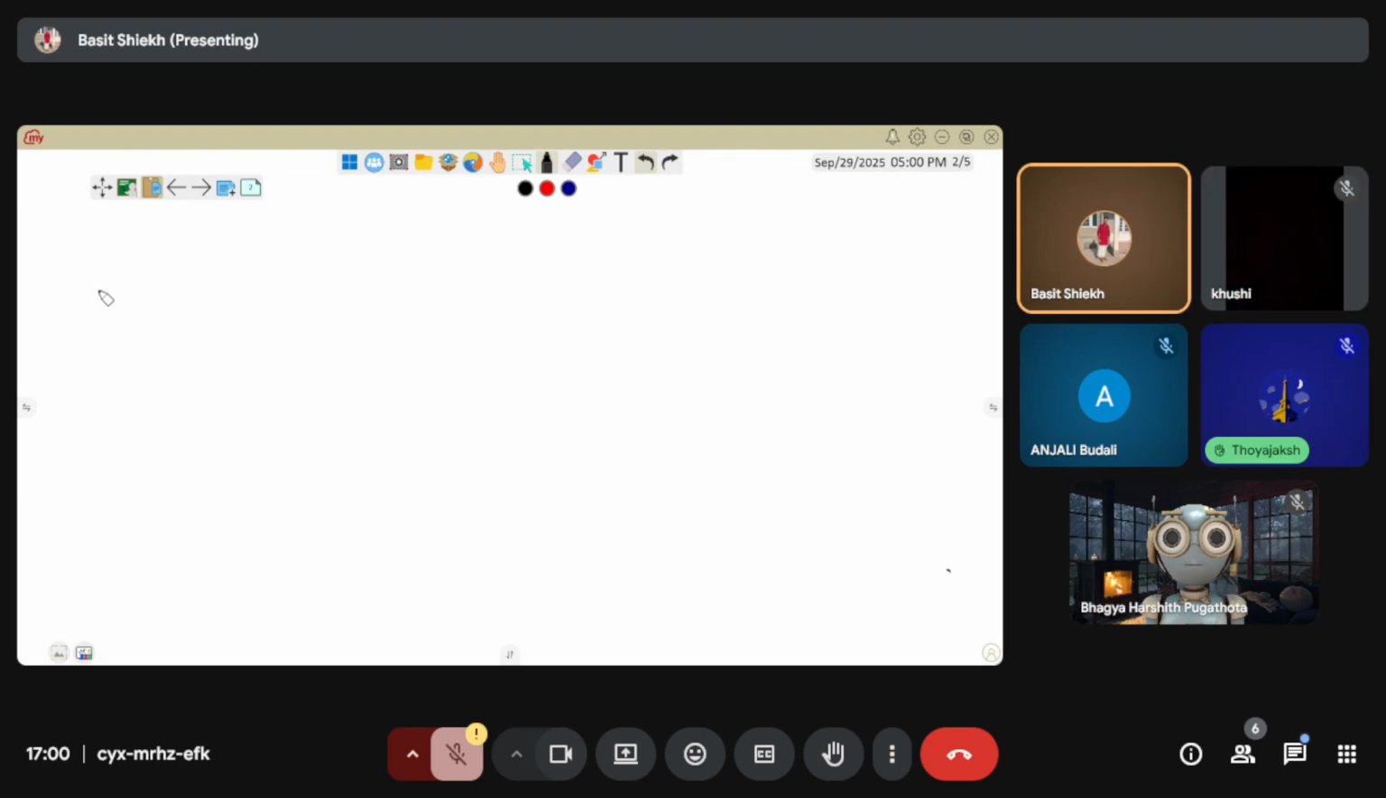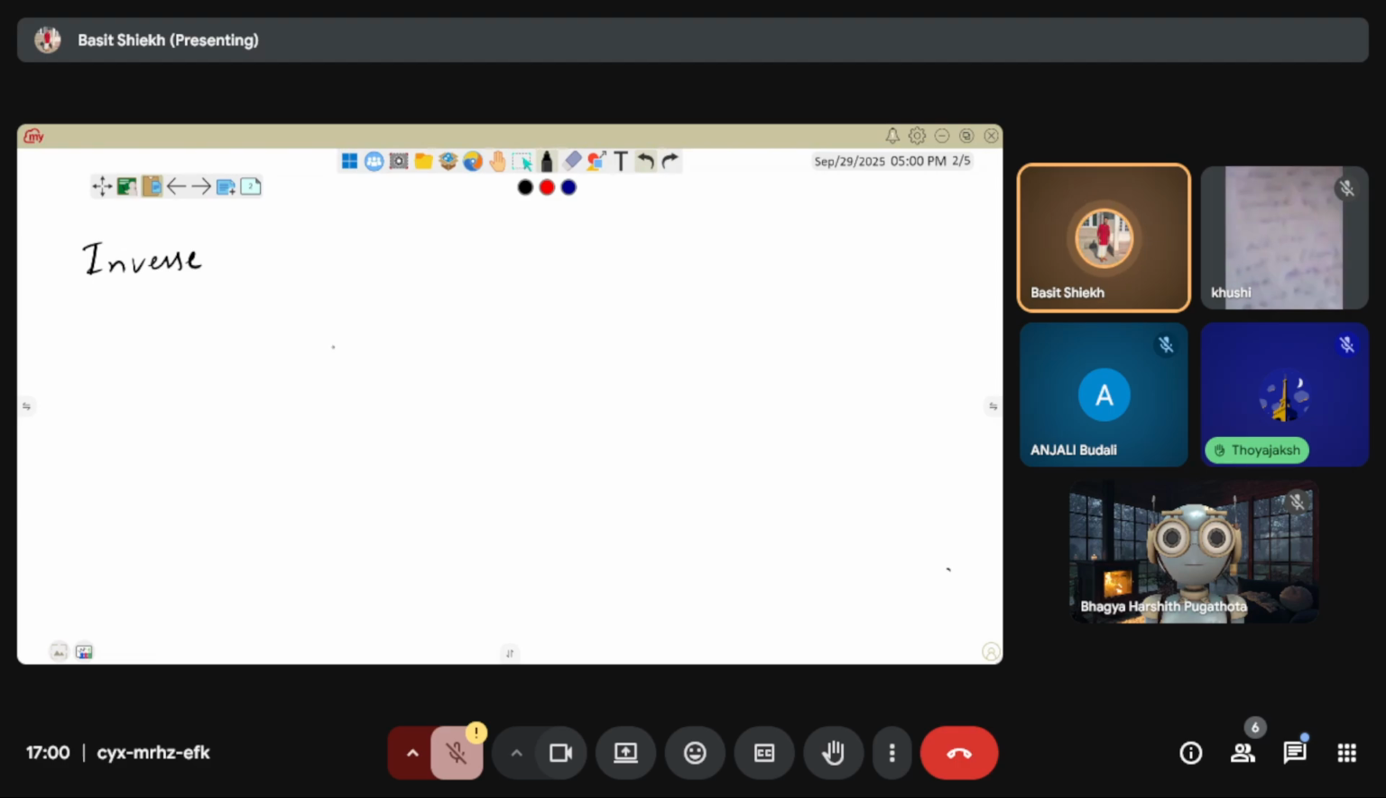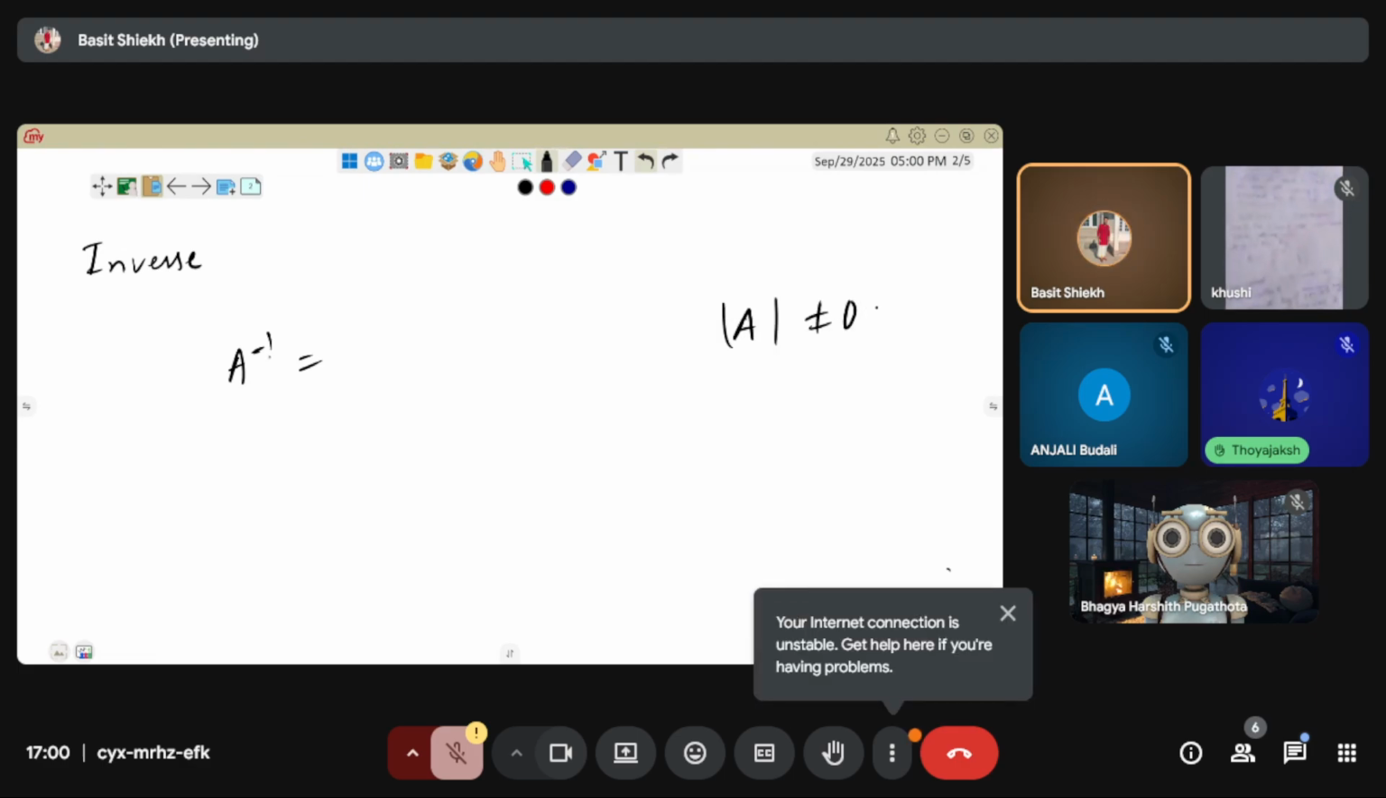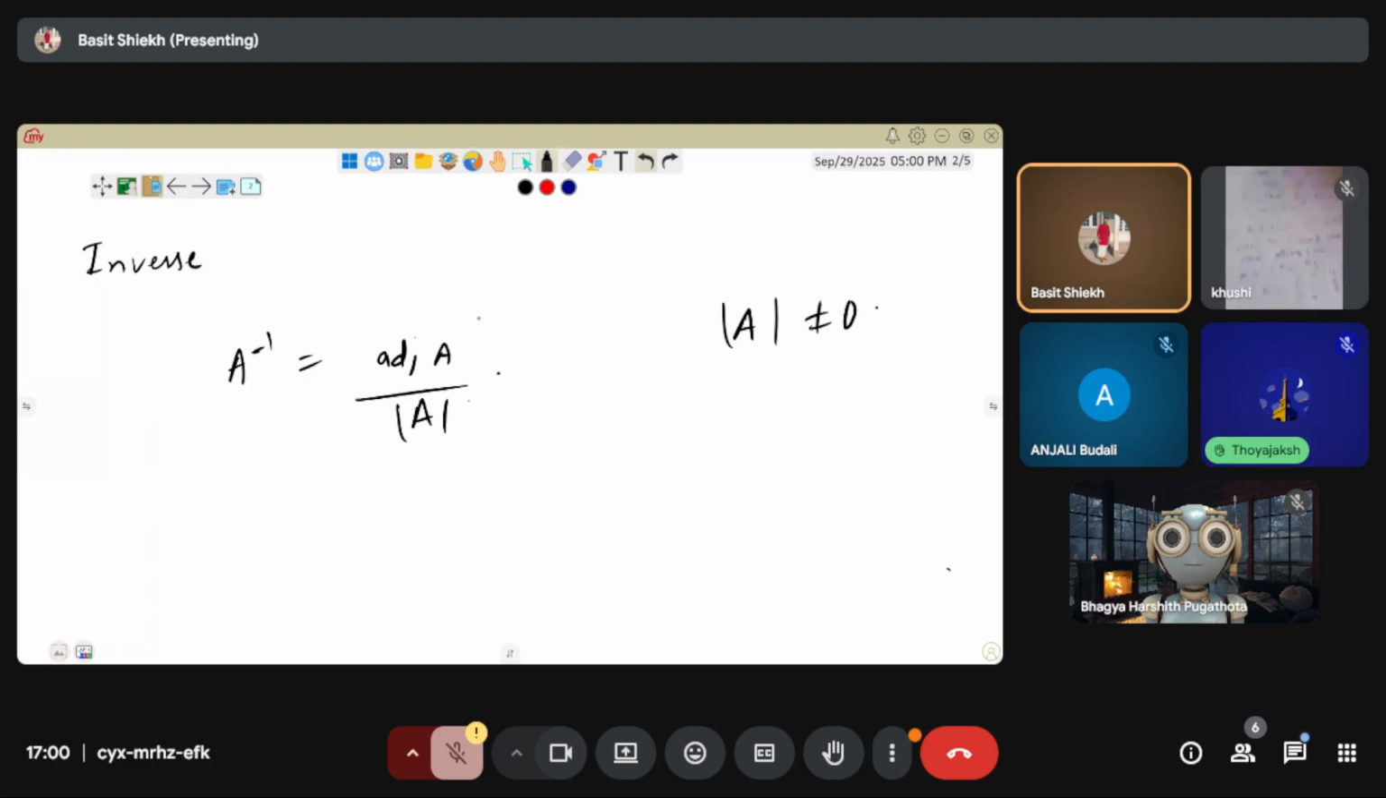Okay, now finding inverse. Inverse, we already know what it is. If we have a matrix A which is non-singular, determinant of A is not equal to 0, A inverse is nothing but adjoint of A divided by determinant of A. This we already discussed in the previous class.